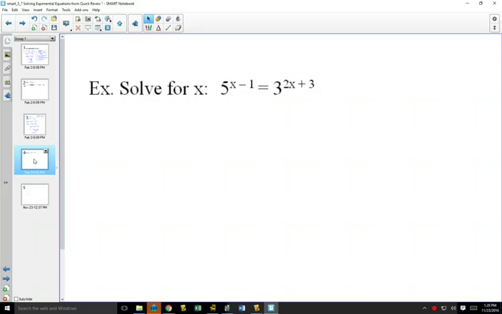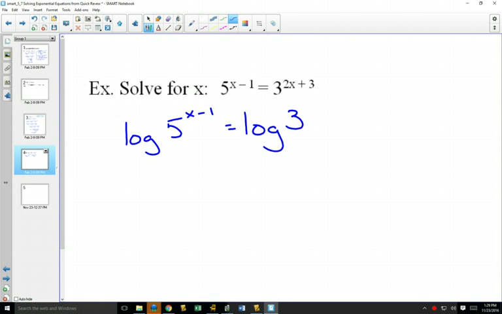The last example that we're going to look at has an x on both sides of the equation. The idea is the same. This is an exponential equation. We're going to start by taking the log of both sides. Once we've taken the log of both sides, we'll go to our log laws. Am I allowed to bring this x minus 1 out in front? Yes, because it's exponent to the entire thing.